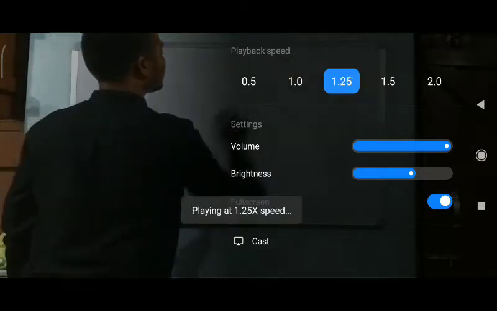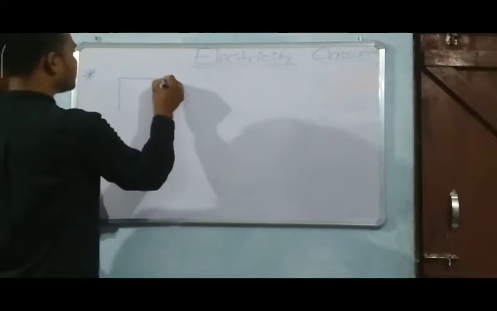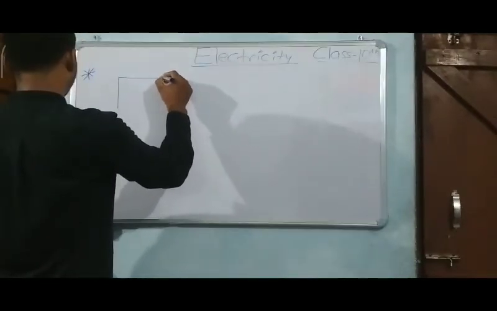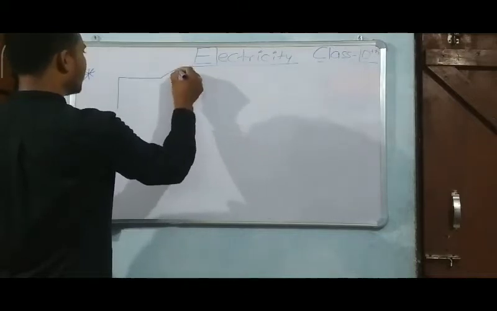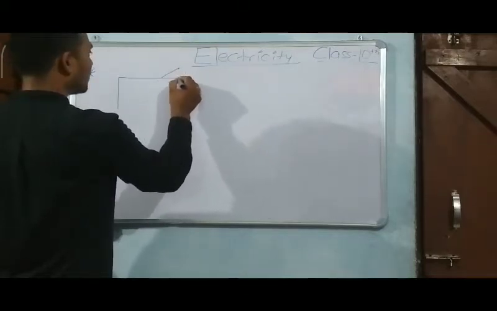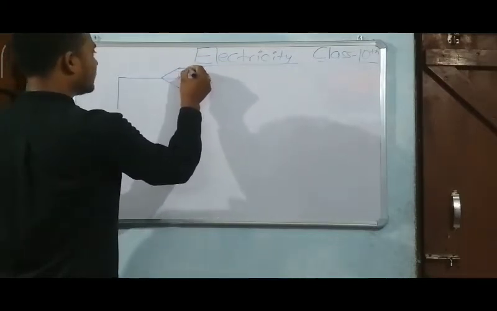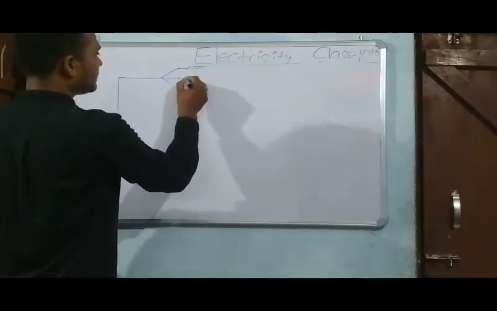When resistors are placed in parallel in a circuit, what is the result, and what is the value of the equivalent resistance? We need to find out. First of all, we have to draw the circuit where all these three resistors are placed.